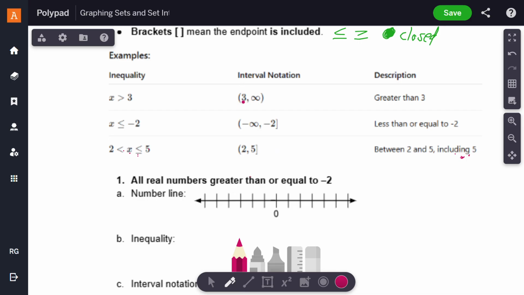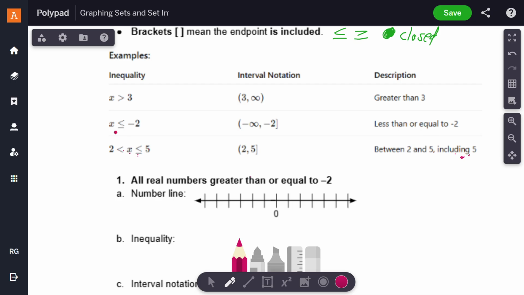So x is greater than that. So going towards the right is infinity, because there are infinite numbers greater than 3. However, you cannot include infinity. So just all the numbers leading towards infinity. Infinity is not a number that can be included, so there's a parentheses here.